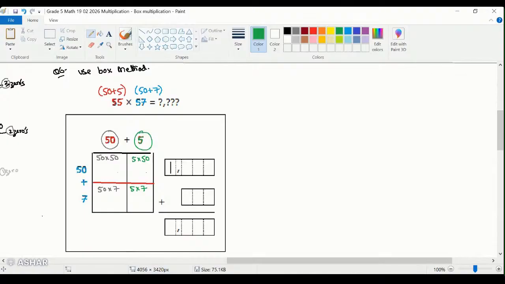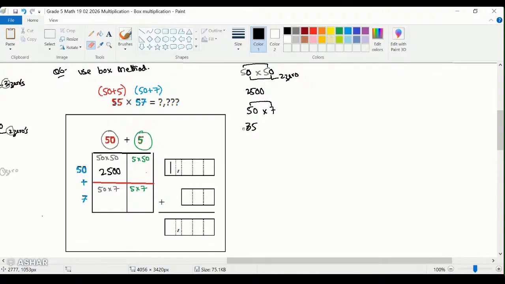350, right? Okay, let's see which one is 350. When we say we are multiplying 50 by 50, we have two zeros, right? That means 5 multiplied by 5 is 25, and we simply add two zeros. That means this comes out to be 2,500. 50 multiplied by 7, perfect, that is 350. That is 35.